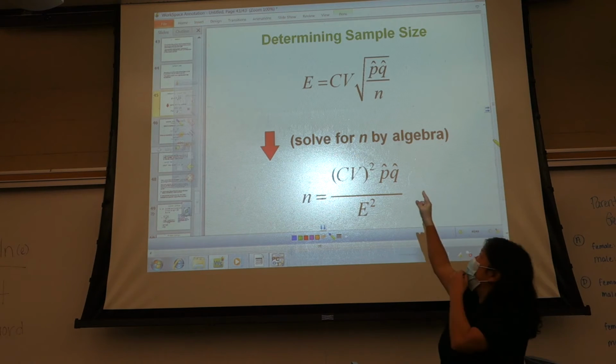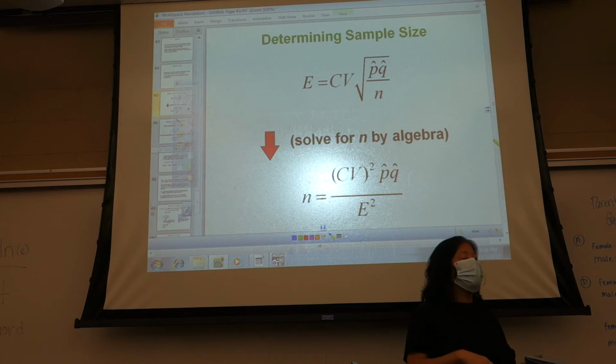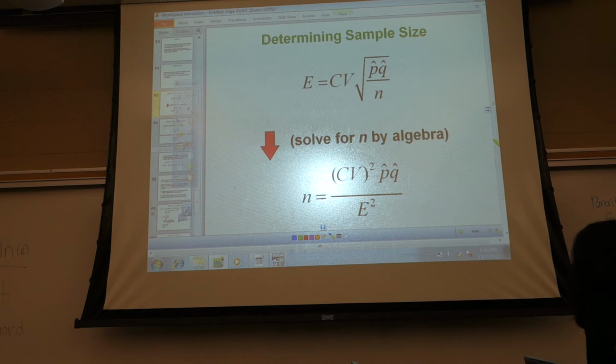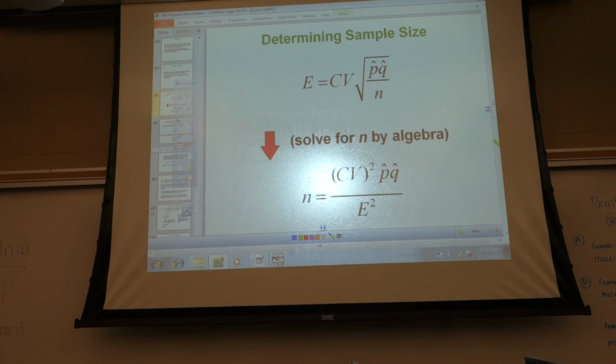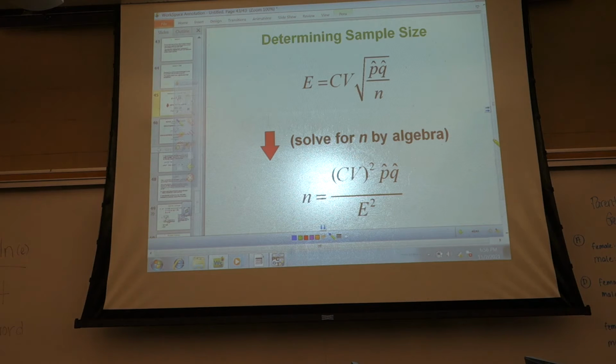The bigger my n, see how n is below? My error is something divided by n. So the more people you divide by, the smaller your error becomes. So the bigger my sample size, the bigger my n, the smaller my E. So if I want to control my E, the only thing I can mess with is my n. If I solve for this, square both sides, multiply both sides by n, and then divide both sides by E squared, I'll get the equation on the bottom.